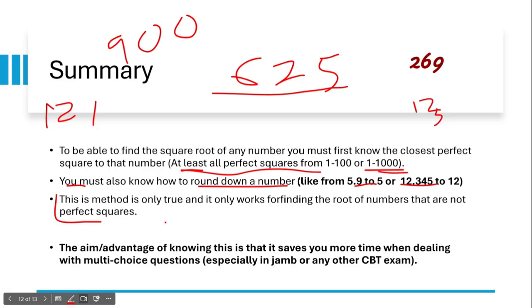For instance, since we already know the square root of 625 is 25, what would be the point of using a method to find that? It's pointless. So the aim and advantage of knowing this method is that it saves you more time when dealing with multiple choice questions, especially in JAMB or any other CBT, like WAEC now of 2026 is CBT. So if you know how to use this method and you practice it constantly, definitely if you see the root of any number, it will be a breeze for you to choose the answer.